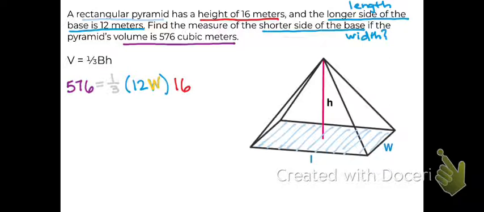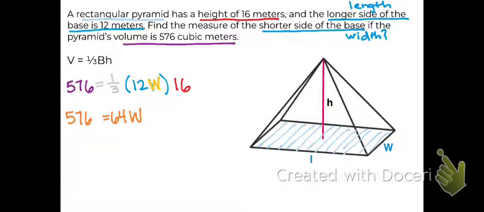But before we start moving anything around with equations, it's important to first simplify each side. So if you look at the right side, a lot of numbers are smushed together. That means they're being multiplied. This is saying 1/3 times 12 times W times 16. We don't know what W is, but we can multiply 1/3 times 12, that's 4, and if you multiply that by 16, you get 64. So on the right side, we have a 64W. And on the left side, we still just have the 576.